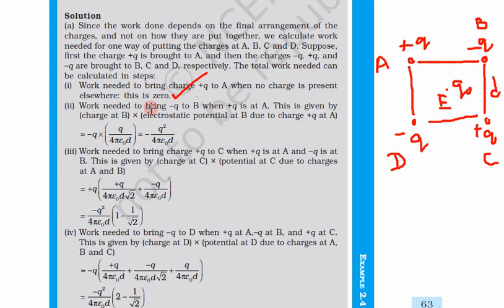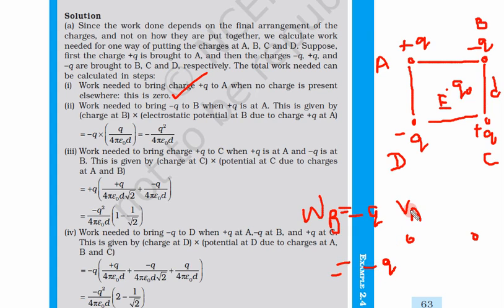Now work needed to bring minus Q. So now we are bringing this minus Q when plus Q is present at A. So definitely there would be a potential VA, and we are bringing a charge minus Q. So work done for B: A was already there, this positive charge was already there, and we are bringing another charge. So it has already a potential VA, and we are bringing a negative charge. So work done is equal to minus Q VA.